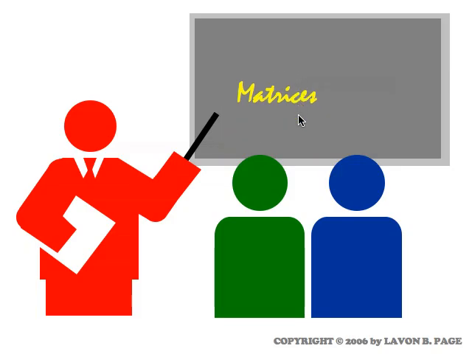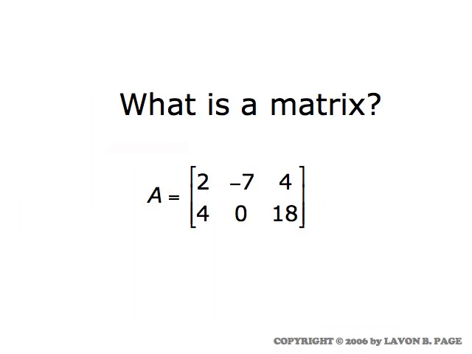subject of this movie. We'll begin to study matrices with the very simplest matrix operation, which is addition. But first, we need to understand what a matrix is. That's very simple. A matrix is nothing more than a rectangular array of numbers. Here we see a matrix named A. It's very common to name a matrix with a capital letter.